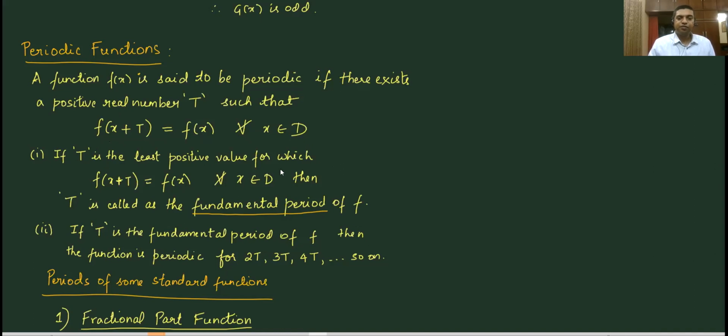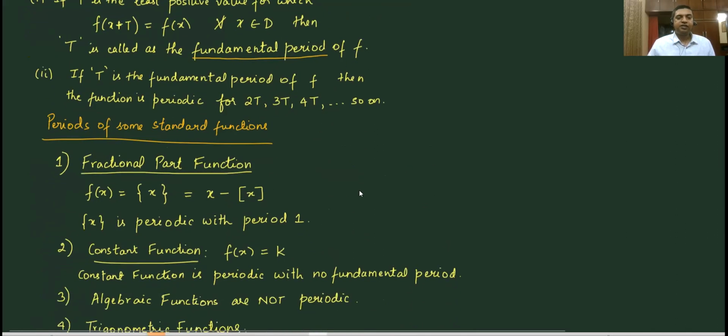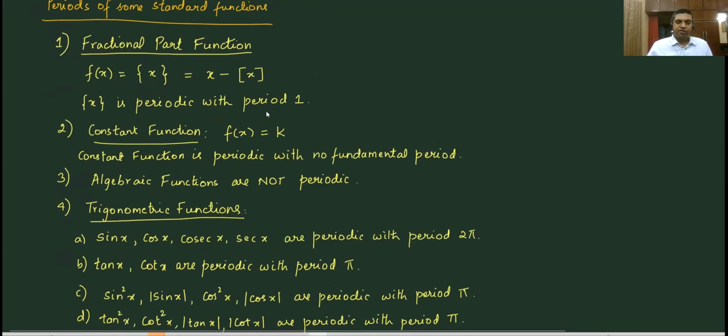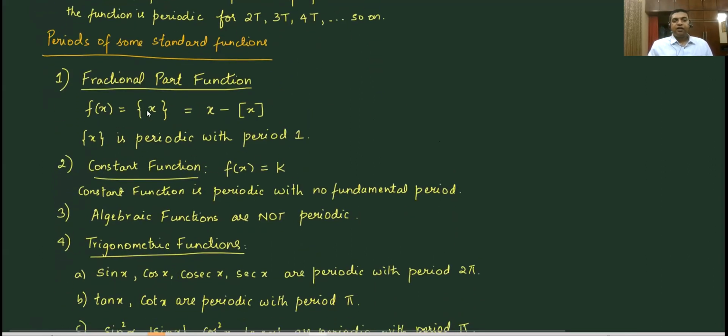If t is the least positive value for which this equation holds, then t is called the fundamental period. Now, if t is the fundamental period of f, then the function is also periodic for the multiples of the fundamental period: 2t, 3t, 4t, and so on. Now, periods of some standard functions. Of course, most importantly we deal with trigonometric functions' periods, but some of the standard functions' periods are these.